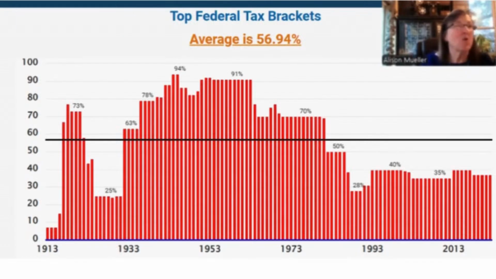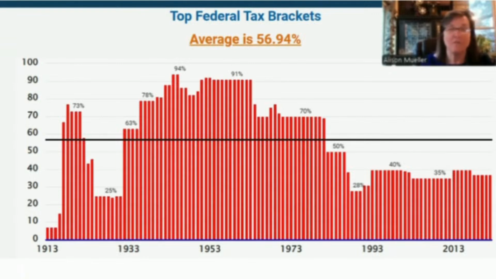Okay. If you look at this up around 1945, we've got a 94% number up here. And you say, what does that mean, 94%? Well, 94% was the highest federal tax rate that we've had in history. And what it means is that over a certain amount of money, 94 cents out of every dollar went to the federal government.